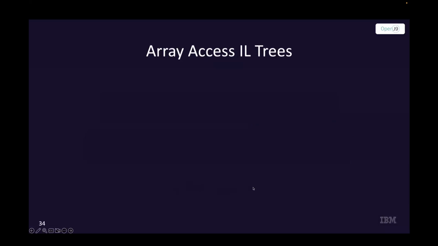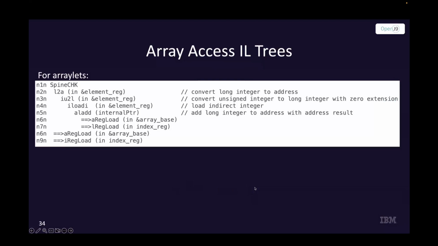So now on this slide, I'll be talking about the IL trees that are generated for array access with arraylets and with off-heap. First off, for arraylets, spine check here is the special instruction that we need to use when doing the array access in the arraylets world. Like the name suggests, a spine check looks at the array and checks if the array has a spine, or if it's using arraylets or not. And depending on that, it will later on take two different code paths. I will expand on those code paths in the next slide.